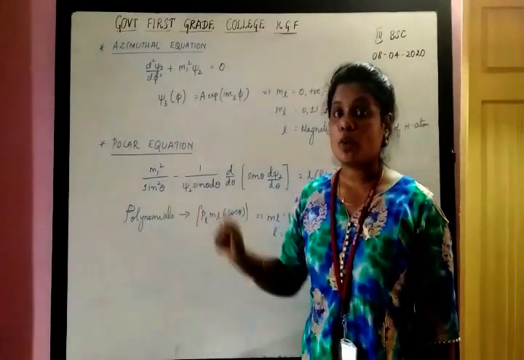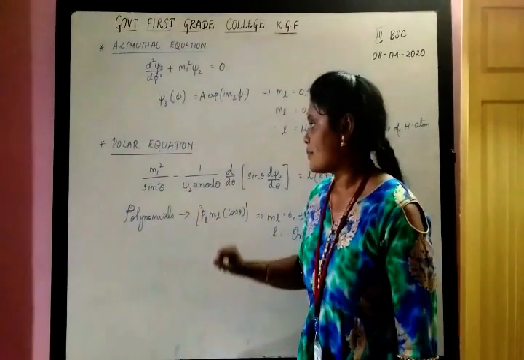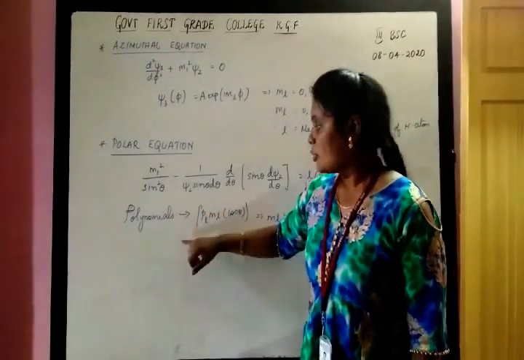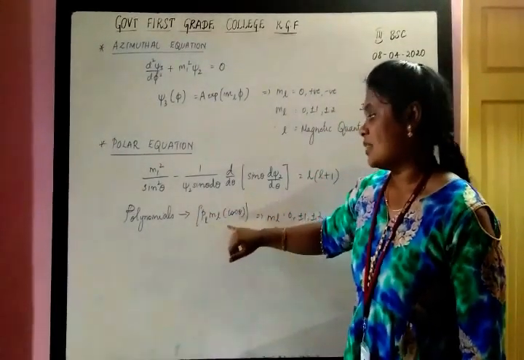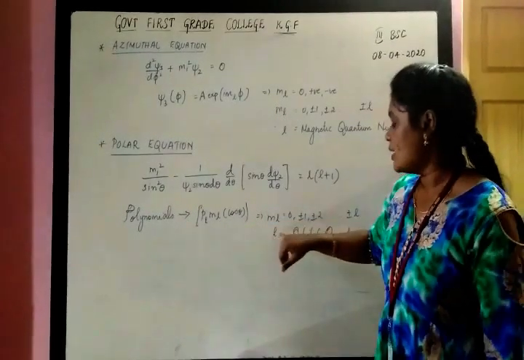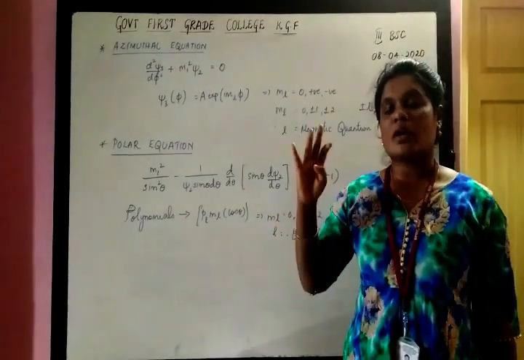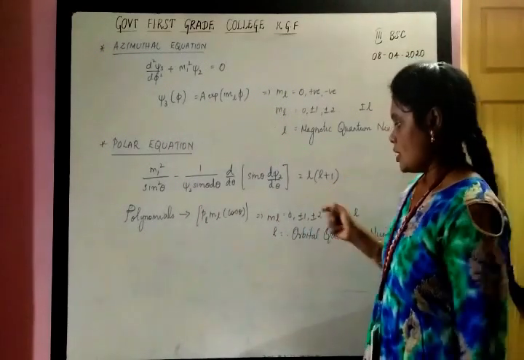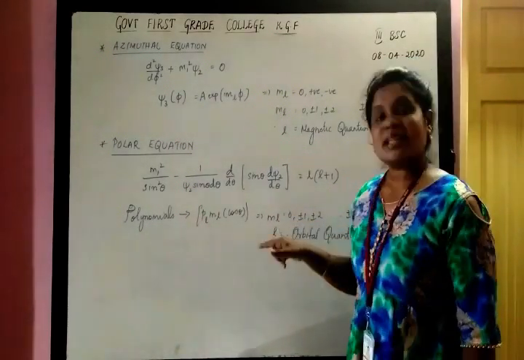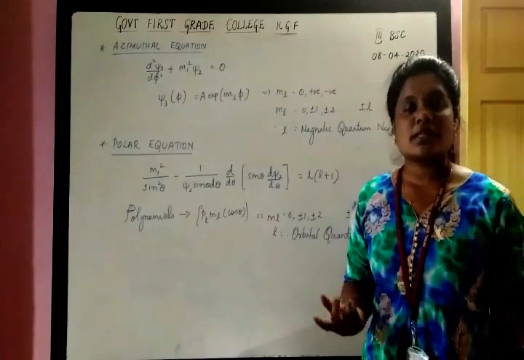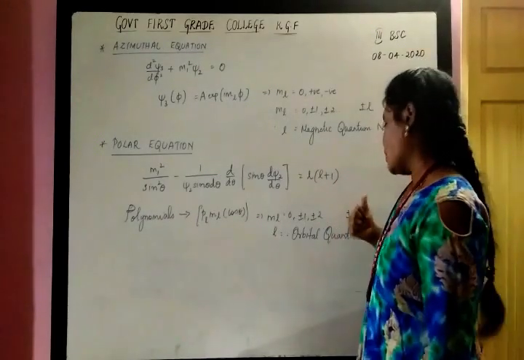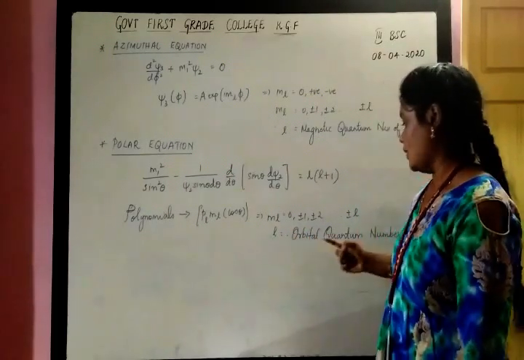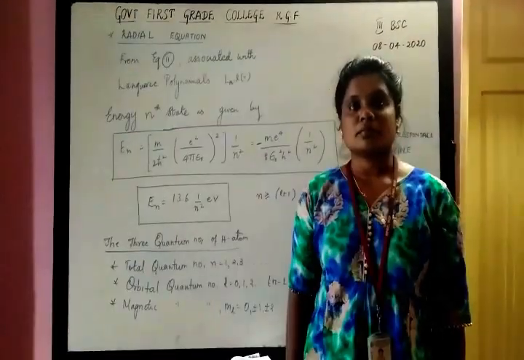Second, let's go to the polar equation. Let's see what are those conditions. So, this is the polar equation, what we see here. In a polynomial form, it is written as P L ML cos theta, where the ML takes the value 0, positive as well as negative, as in the azimuthal equation. So, here ML takes the values 0, plus or minus 1, plus or minus 2 until up to plus or minus L. So, L is the constant, it is called the orbital quantum number.